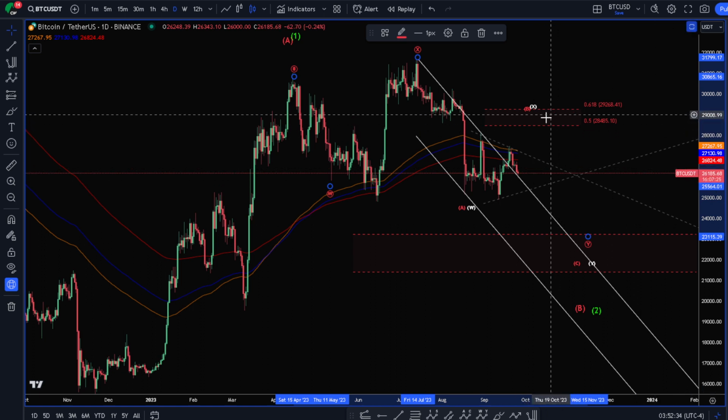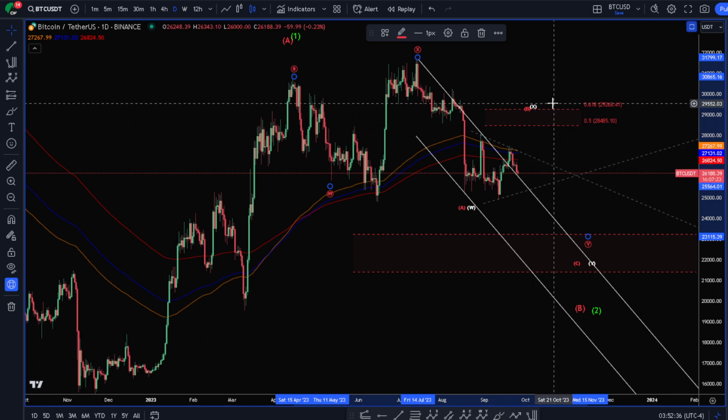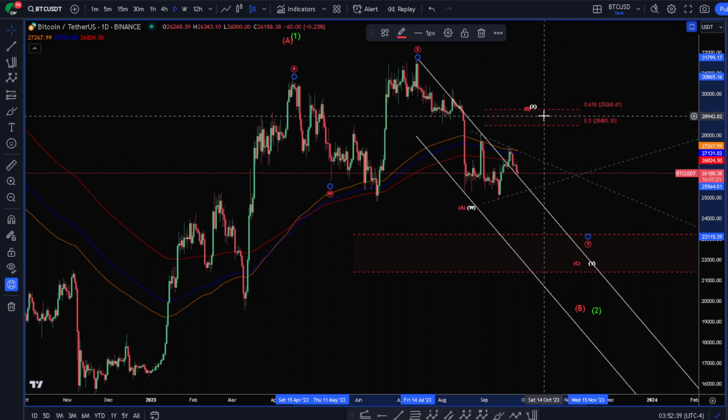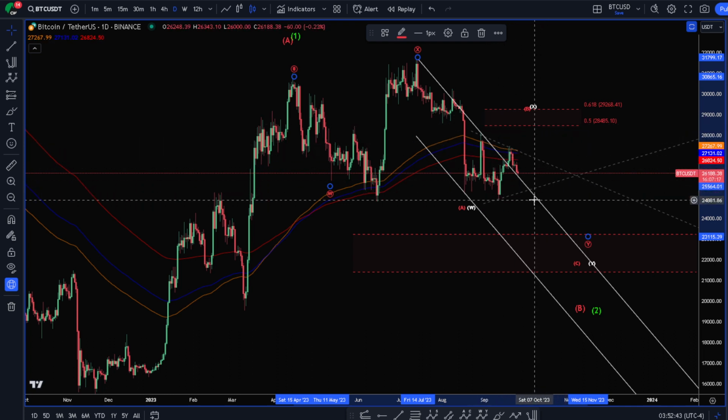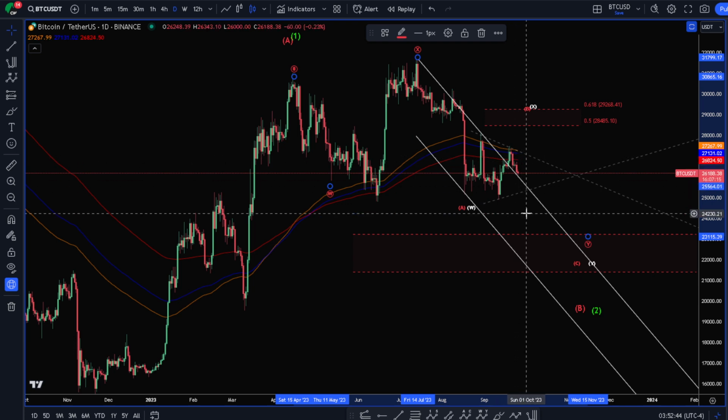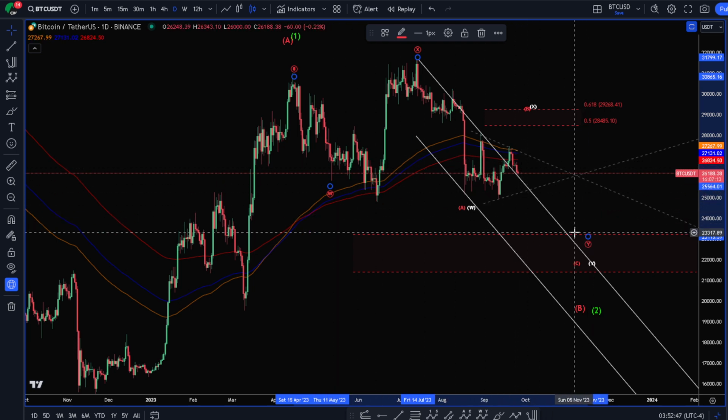So the question is, do we get the flat where we make the move up? Because remember, we cannot get a triangle in a flat. So it would have to be another zigzag after as a W, X, Y, Z.